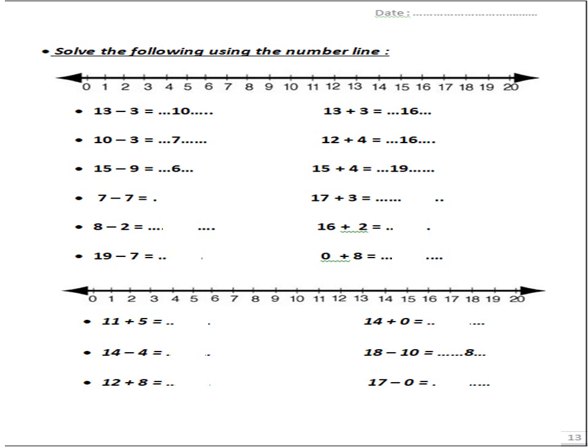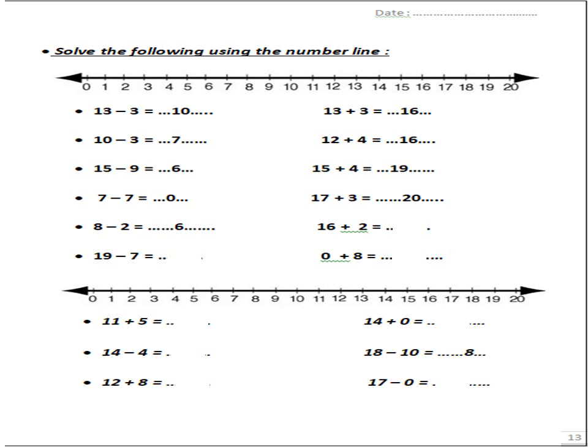7 minus 7. We stop at 7 and make 7 jumps backward. Okay, this is subtraction, so the answer will be 0. 17 plus 3. We stop at 17 and make 3 jumps forward, so the answer will be 20. 8 minus 2. We stop at 8 and make 2 jumps backward, so the answer will be 6.